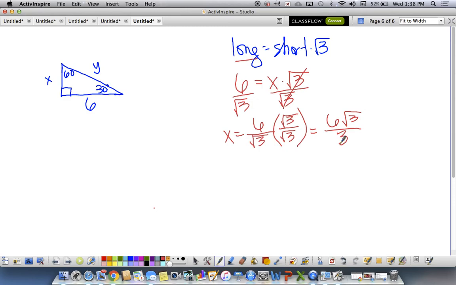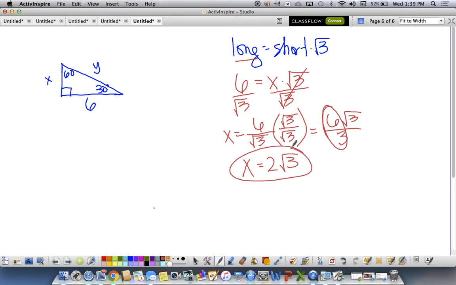No, we're never done. Can we reduce that? 6 divided by 3? Yeah, we can. 2 root 3. Is x simply 2 root 3? Yeah.